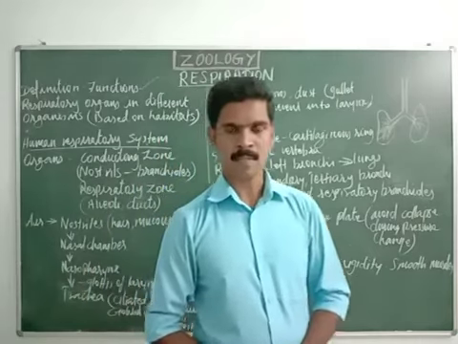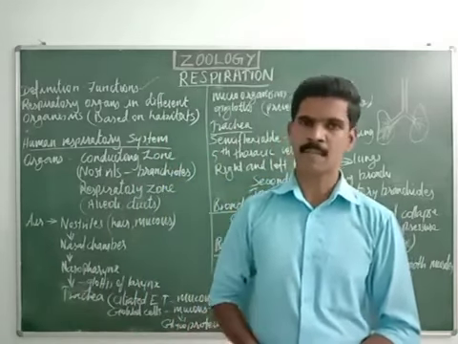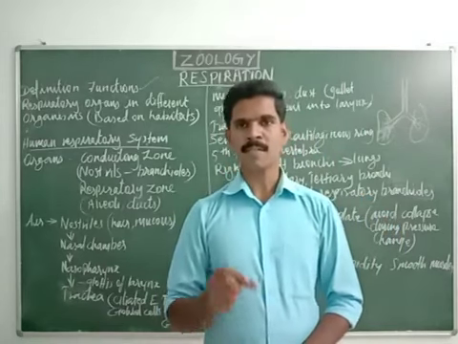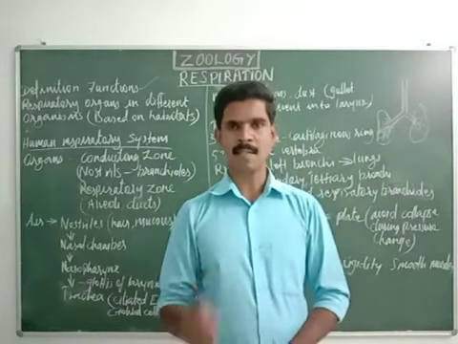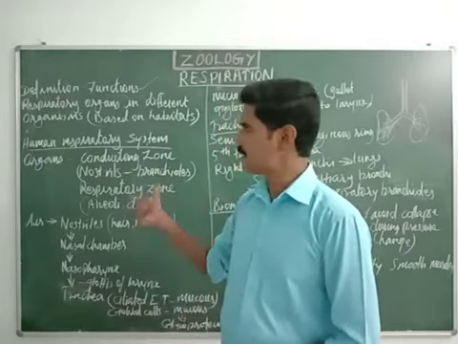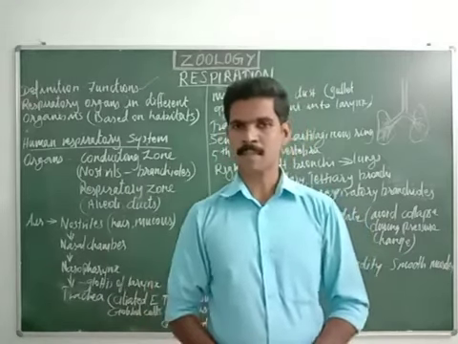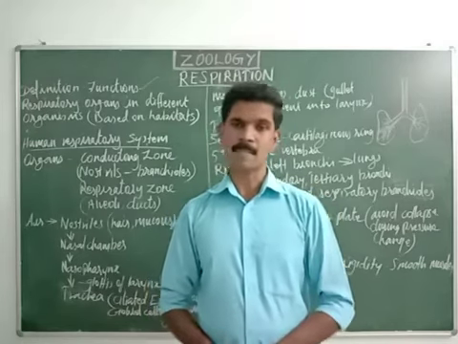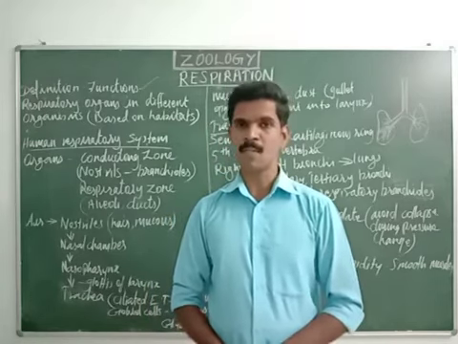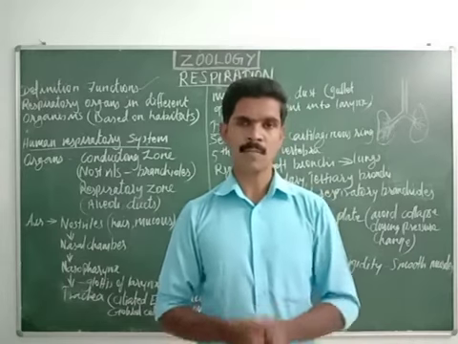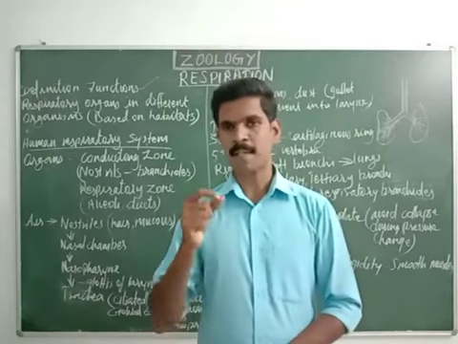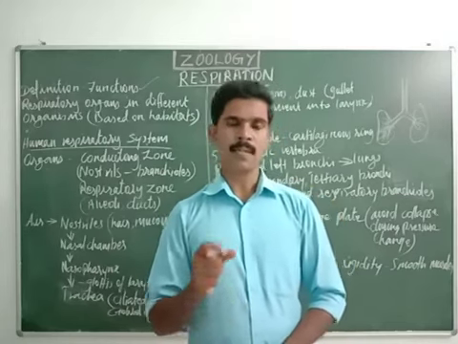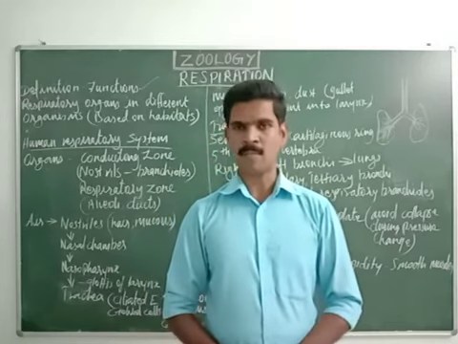So in today's class we have completed the definition of the word respiration, functions of our respiratory system, and different types of respiratory organs present in different organisms. Then we studied the human respiratory system, the organs of our human respiratory system. So up to the bronchioles we have completed today. Dear students, we can continue with the next organ, called the alveoli. In the next class we will study about the alveoli.